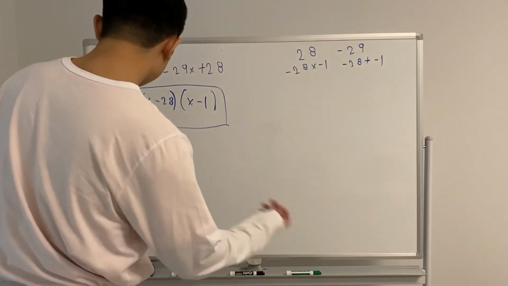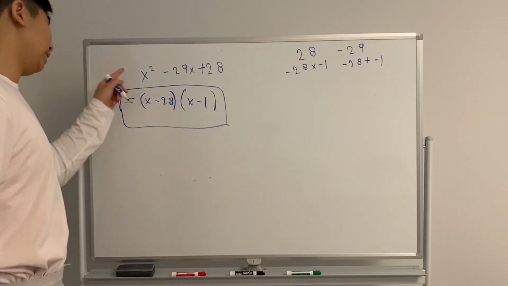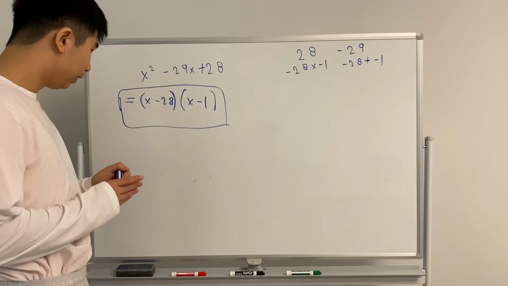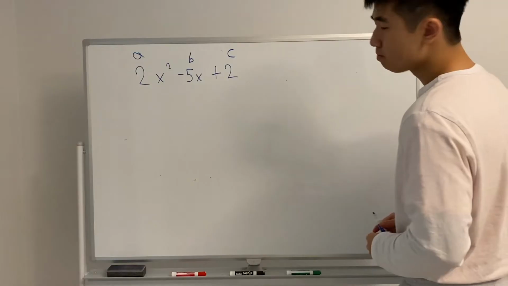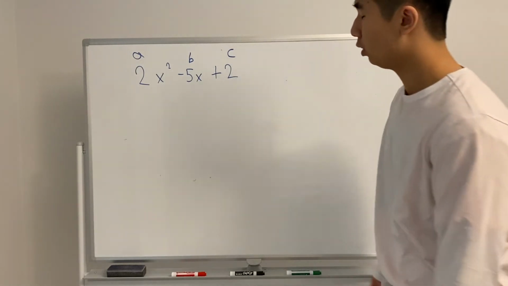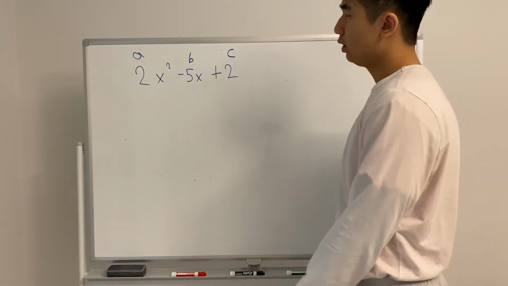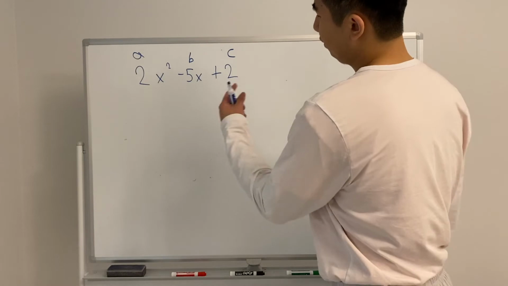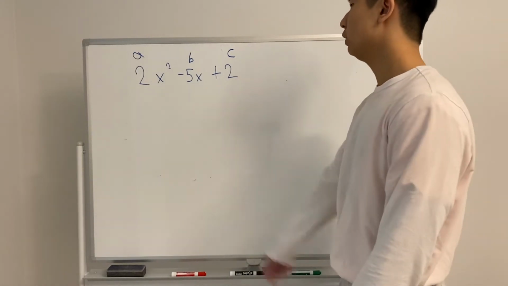Alright, so now we've done a bunch of examples when a is equal to 1. Now we're going to do some examples when a is not equal to 1. So now we have another example where a is not equal to 1. What we have to do, first thing we do, is see if there's a common factor that can be taken out. There isn't.